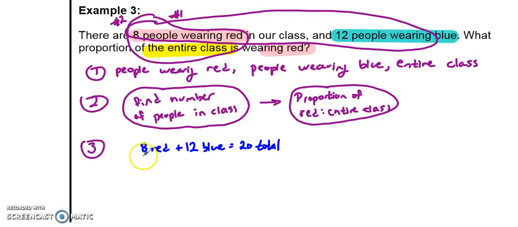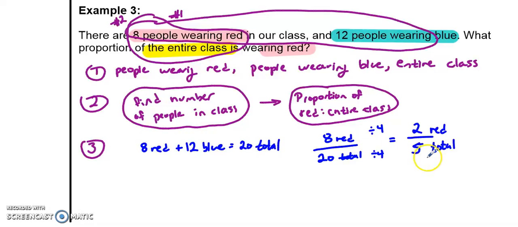So in the first part here, if there are 8 people wearing red and 12 people wearing blue, it means there are 20 people in the entire class, 20 people total. That was pretty easy. What's the second step going to look like? Well, they want the proportion of people wearing red to the entire class. There are only 8 people wearing red and a total of 20 people in the class. So if we do 8 over 20 and simplify our ratio, we have 2 to 5.